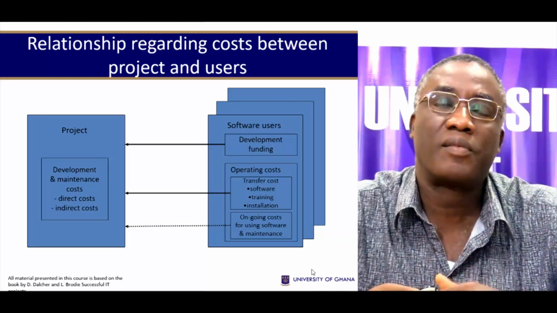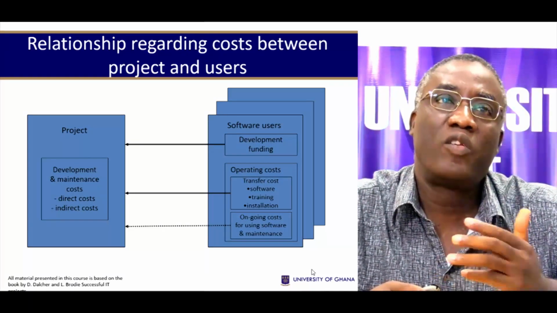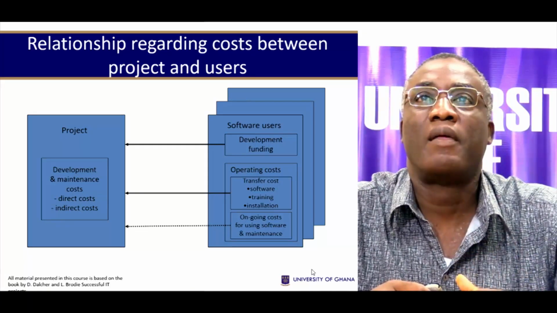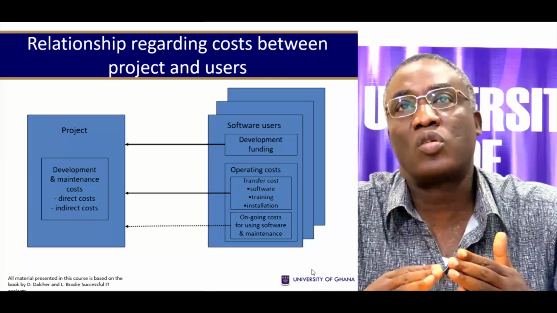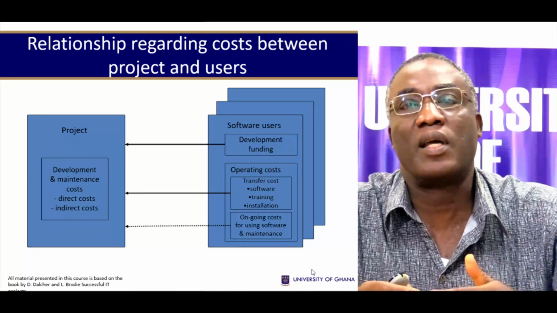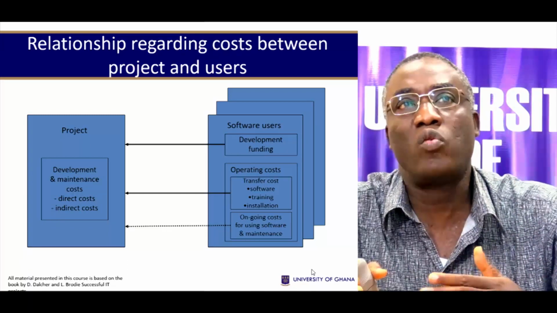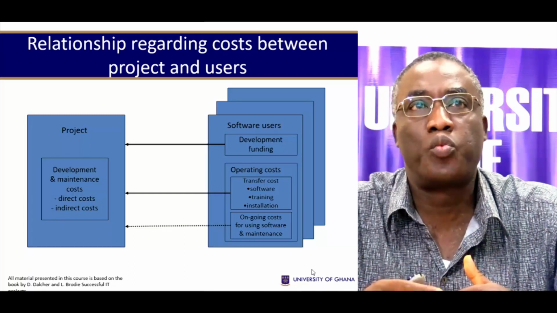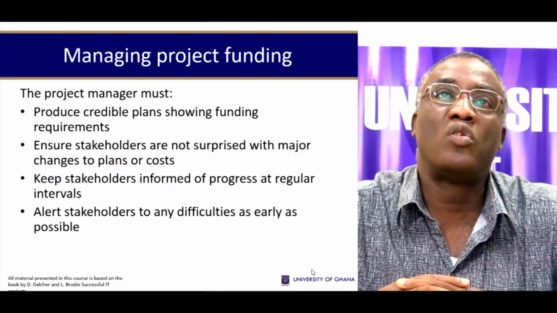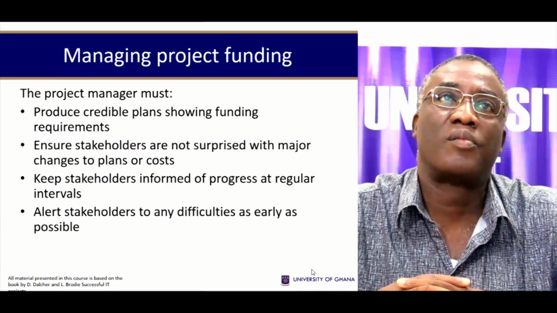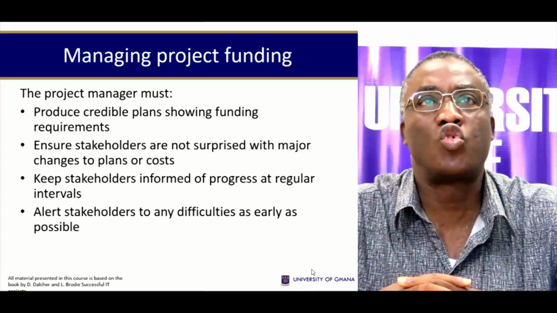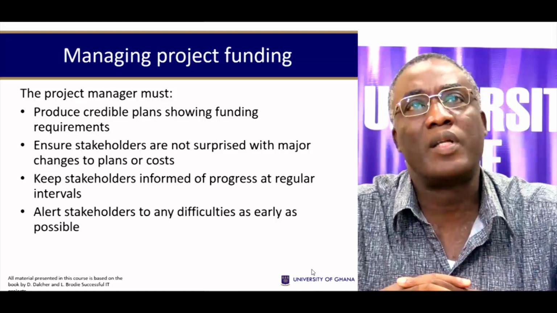You have a project, and then you have the development and maintenance costs, which we said can be direct or indirect. And then to the software users, development funding, operating costs, etc. So this will relate directly to the project cost. As a project manager, you must manage a number of things. First, you must produce credible plans showing the funding requirements.